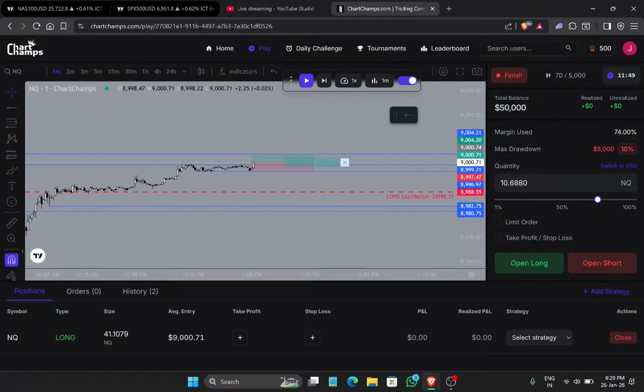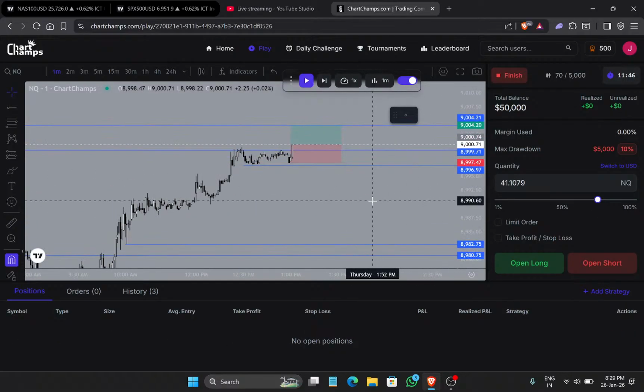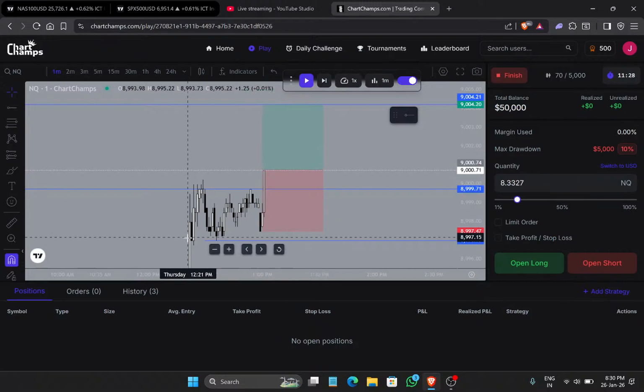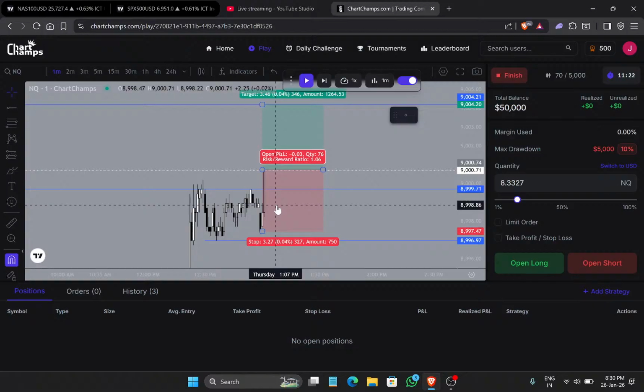Let's calculate it on our calculator. This stop is like 3.27 points. 3.27 times, I think this is NQ, so it will be like 50. Each point is like 50 dollars, right? Yes.